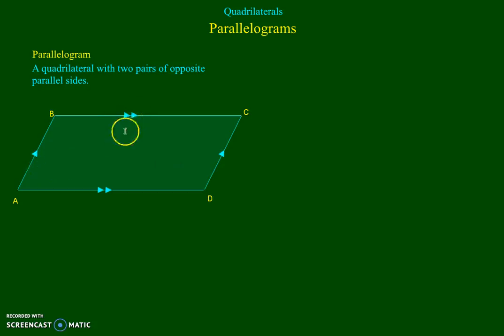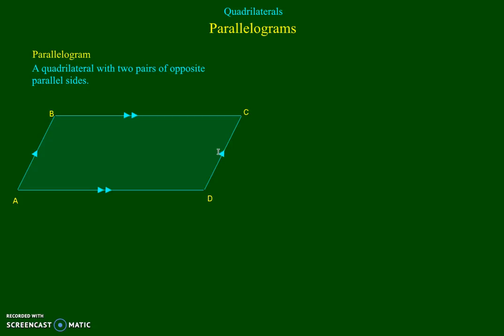When you see a double pair, that also indicates parallelism. You might see these with open arrowheads. Anything that resembles an arrow in the middle of the line segment that forms the side indicates parallelism. Parallelograms have many properties, and those properties are what's going to occupy our attention for the next little while.